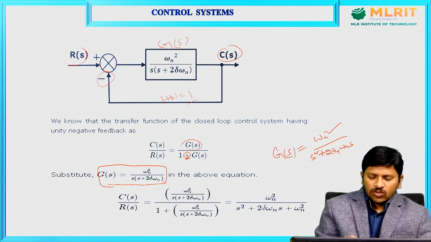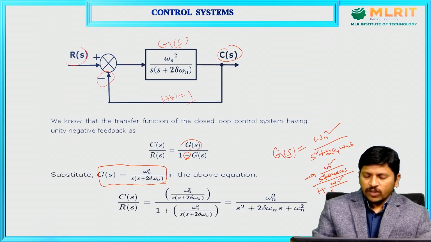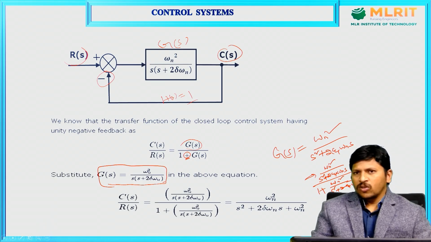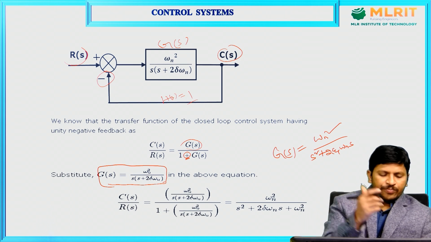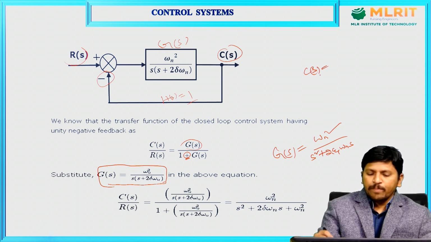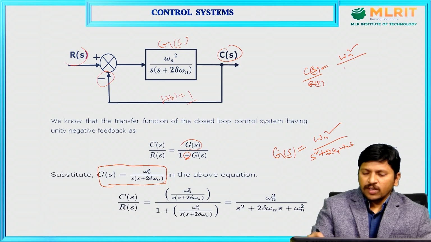Solving this directly, we get omega n square divided by S square plus 2 zeta omega n into S, divided by 1 plus omega n square divided by S square plus 2 zeta omega n into S. Now I write this equation: C of S divided by R of S is equal to omega n square divided by S square plus 2 zeta omega n into S, divided by 1 plus omega n square divided by S square plus 2 zeta omega n into S.